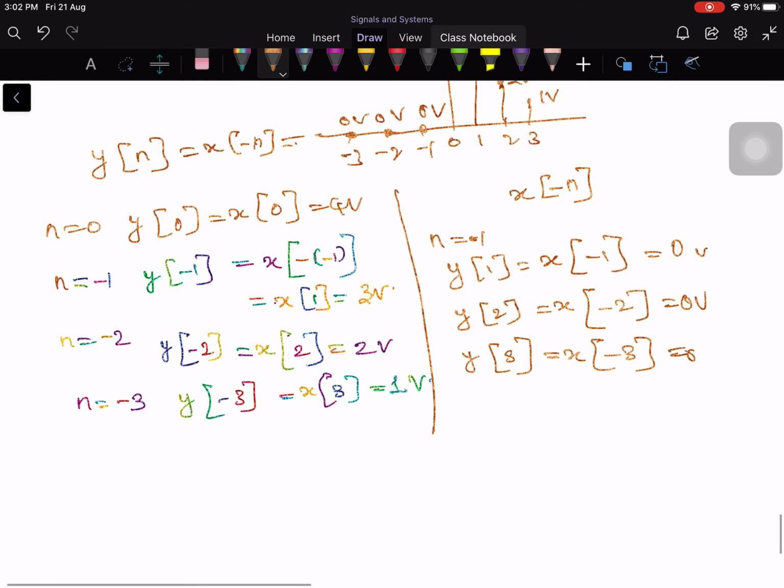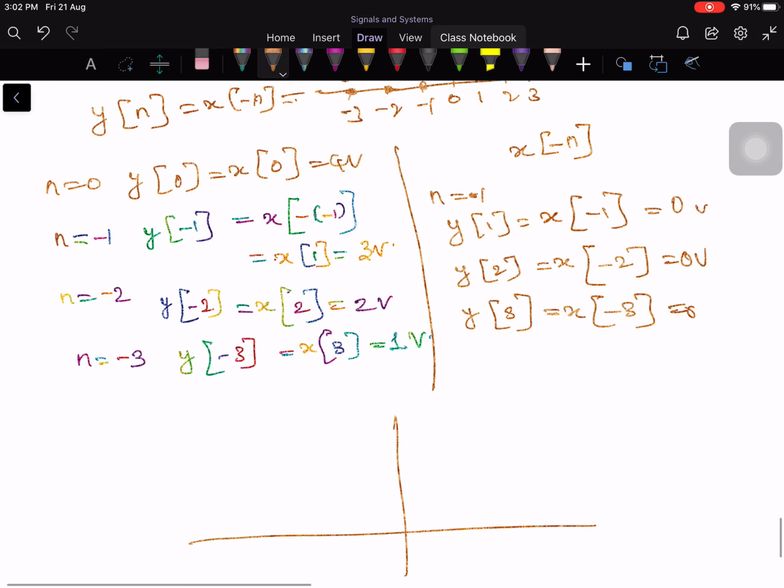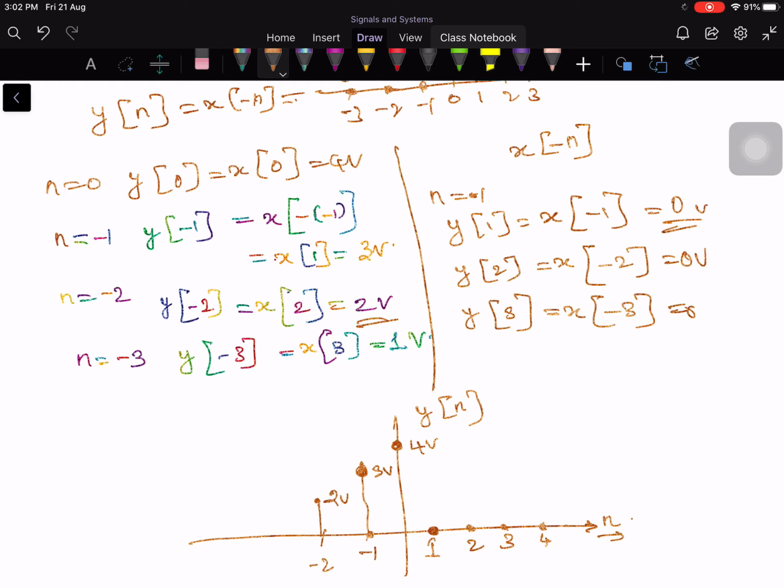So now you got all the values. Now you can plot this. Let's say this is y of n. When n equal to 0, you have 4 volts. When n equal to 1, 0 volts. When n equal to 2, again 0 volts, 3 0 volts, 4 0 volts, and so on and so forth to the right. Now on the other hand, when n is equal to minus 1, what is the magnitude? 3 volts. When n is equal to minus 2, what is the signal amplitude? 2 volts. Then when n equal to minus 3, it is 1 volt.